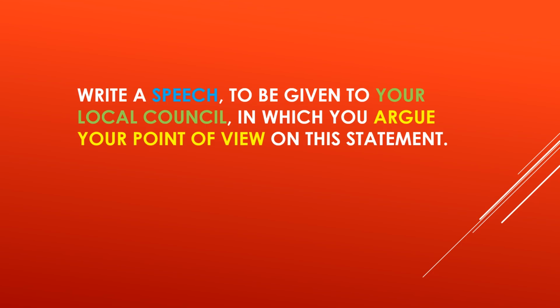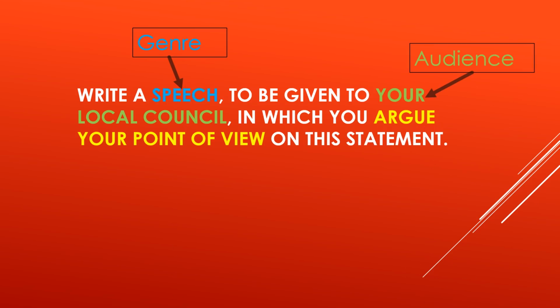So, write a speech to be given to your local council in which you argue your point of view on this statement. Genre, speech. Audience, your local council. So obviously it's not going to be your peer group, which will already give you an idea of the type of vocabulary you should be using. And the purpose is to argue your point of view. So you are trying to persuade them. You are to pick a side. You're not doing both. You're doing one single side because you're trying to get them to be on your side and to agree with your point of view.